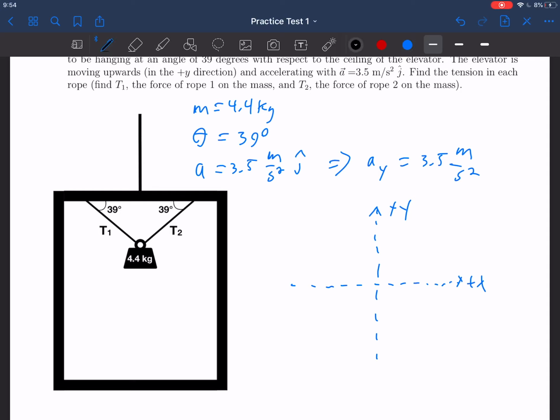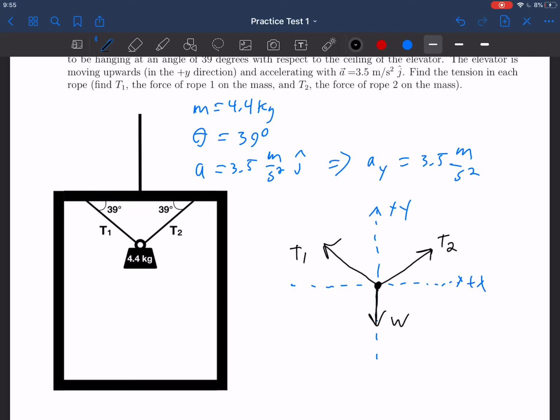To draw a free body diagram, I'll draw a dot to represent the mass, and I'll draw all the forces acting on that mass. Right? So the mass has gravity affecting it. The force of gravity, or weight, will be straight down. So that's our weight. And then there's two forces with components in the vertical direction. We've got T1, which is off to some angle like this. And we've got T2, which is off to some angle like that. Okay, so we've got three forces acting on this mass.